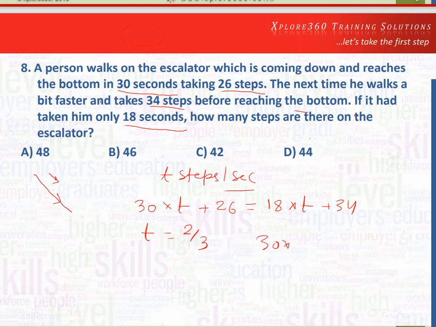So 30 into 2 by 3 plus 26, that equals 46. So 46 steps are there. In one of the papers it is asked, so that's why I put it in the video. So I can say this is not a very tricky question, but it's a good question which can be asked in the paper. So moving to the next one.